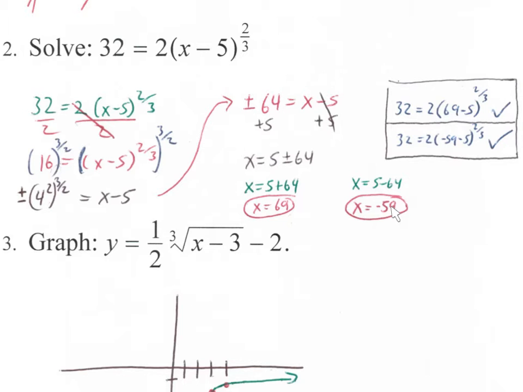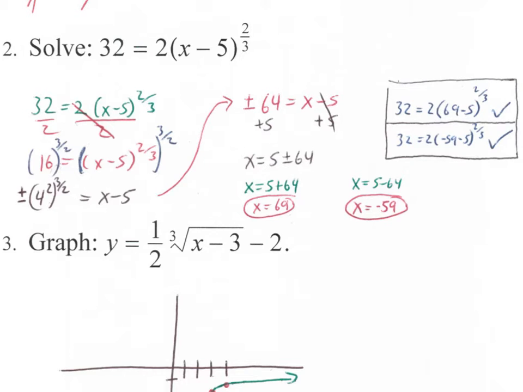And I always want to check to see if they're extraneous. So I put 69 into this original equation for x, sorry, I said it wrong before. 69 minus 5 is 64. Now, that's a little confusing, but see the cube right here? I'm looking for a cube root, so what I know is 69 minus 5 is 64. The cube root of 64 is 4. 4 squared is 16. 16 times 2 is 32. We're good.